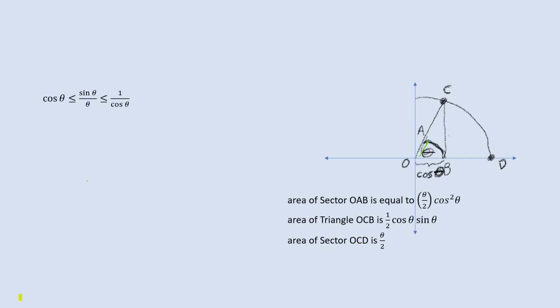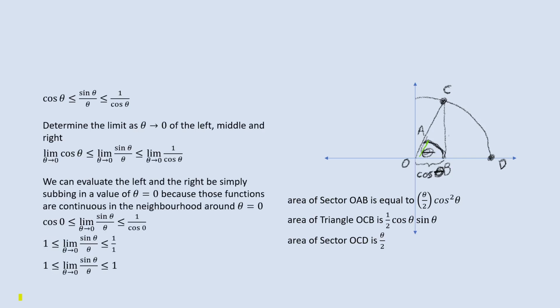Now, putting that again nicely up in the top left, what we're now going to do is determine the limit as theta goes to 0 of the left, middle, and right. So the limit as theta goes to 0 of this quantity is less than or equal to the limit as theta goes to 0 of this quantity is less than or equal to the limit as theta goes to 0 of the quantity on the far right. Okay, and now we have it written that way.